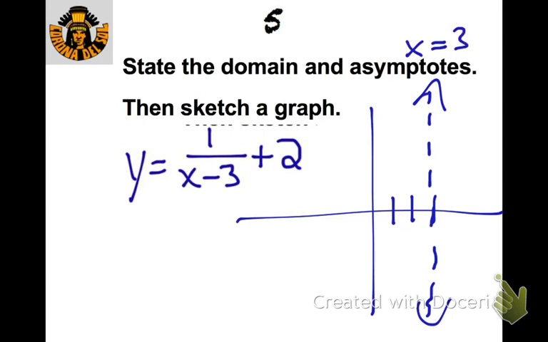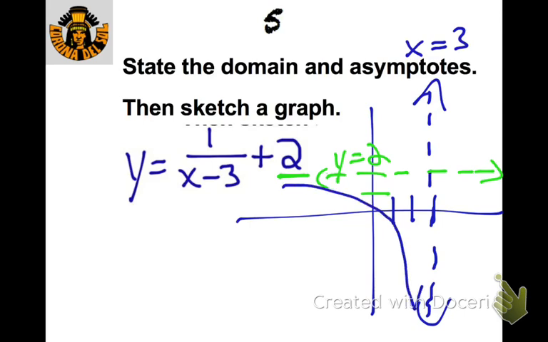And then the horizontal asymptote is going to be 2. It's just whatever is added or subtracted there, so it's up 2 units. So the horizontal asymptote is y equals 2. The way this graph works is it's always going to be down in this area here, and then in this area here if it's not reflected. Again, you can just plug that into the calculator and see exactly what this graph looks like.